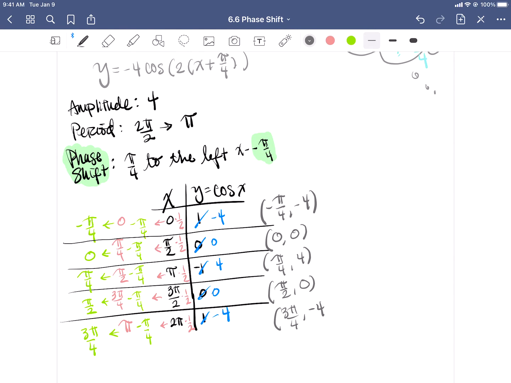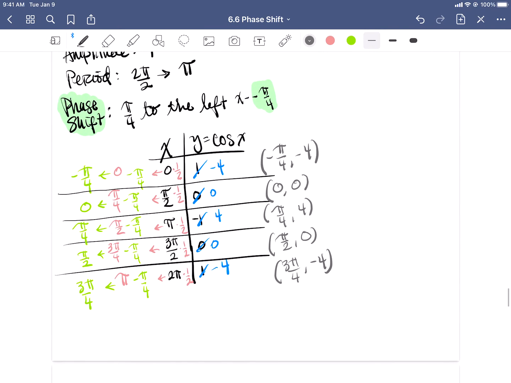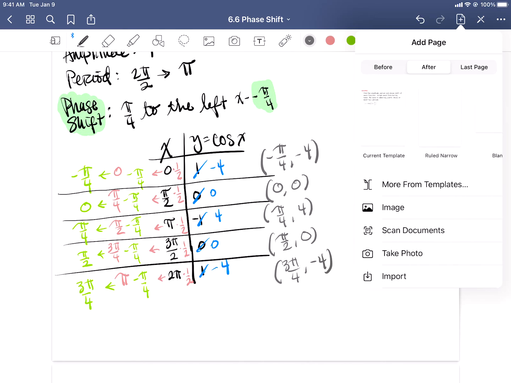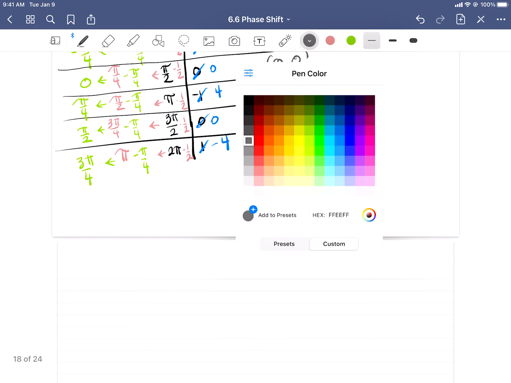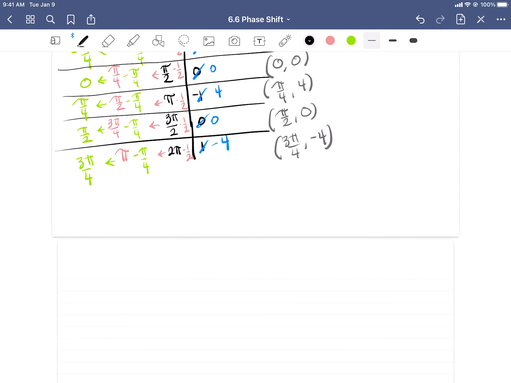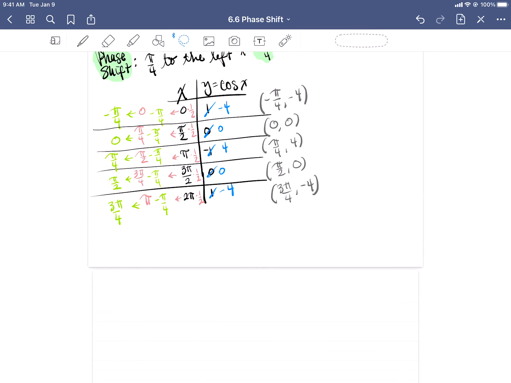All right. And I'm going to show 2 periods. So I know this is 1 period because I gave myself a parent function for 1 whole period. And now I'm going to draw a set of axes. You know what I'm going to do? I'm going to copy this because I don't want to keep bouncing back and forth.